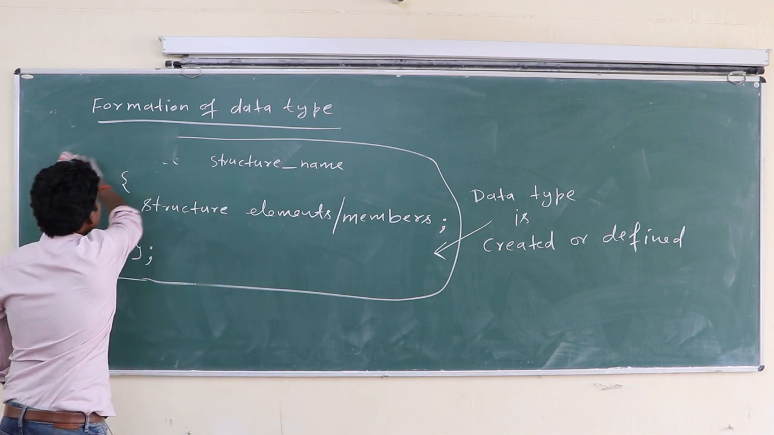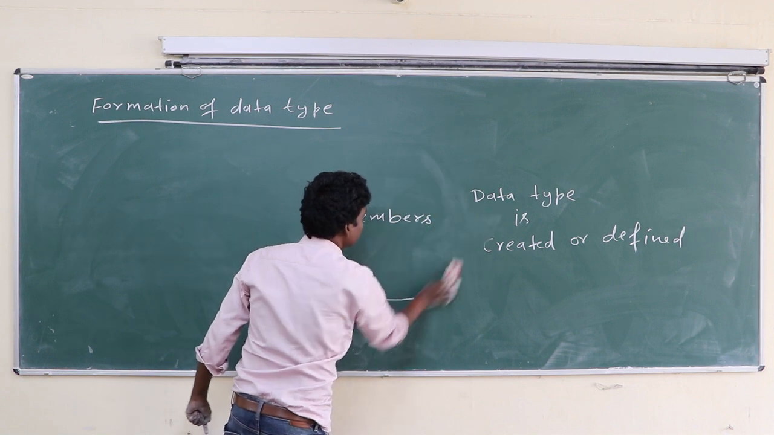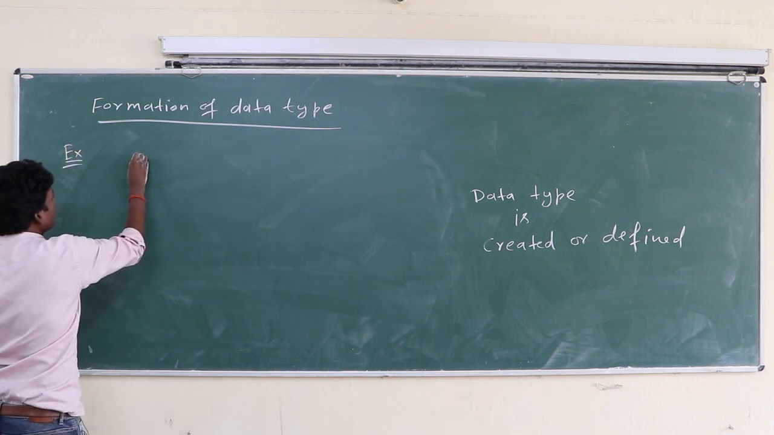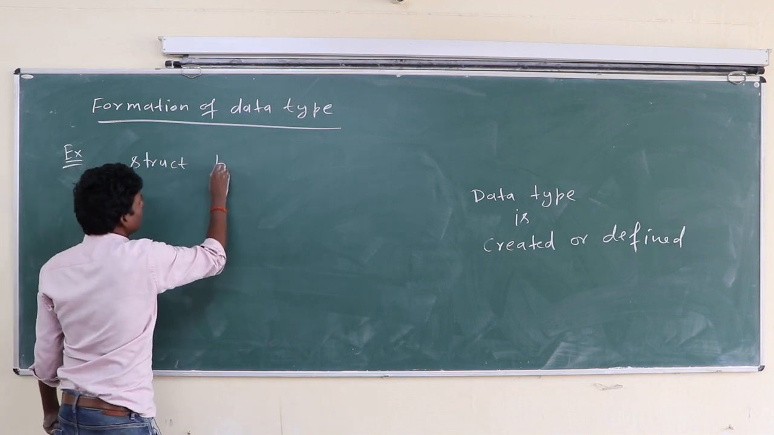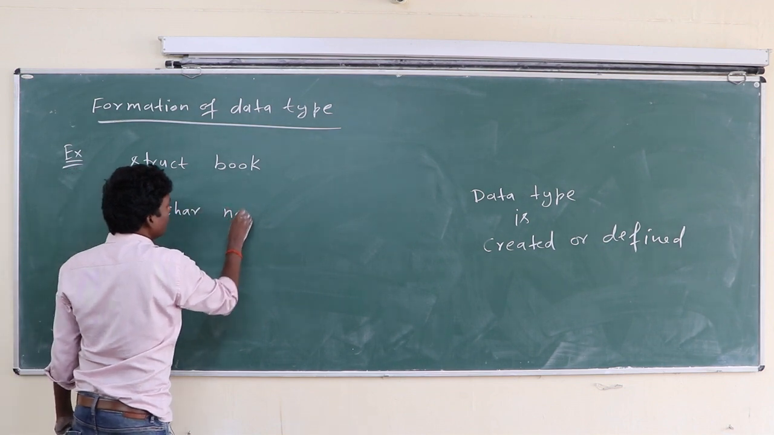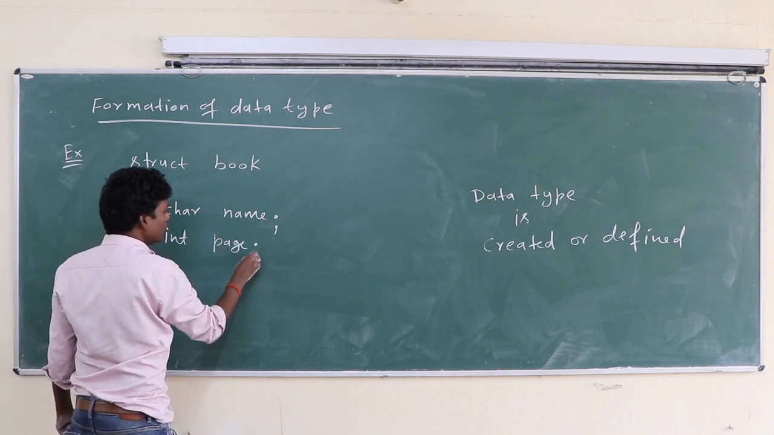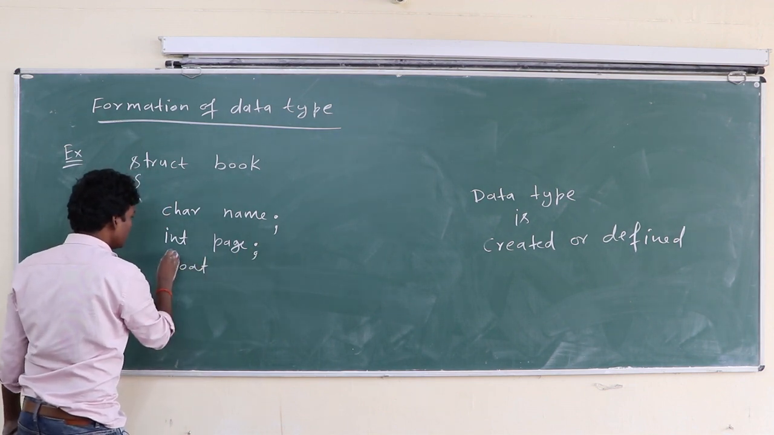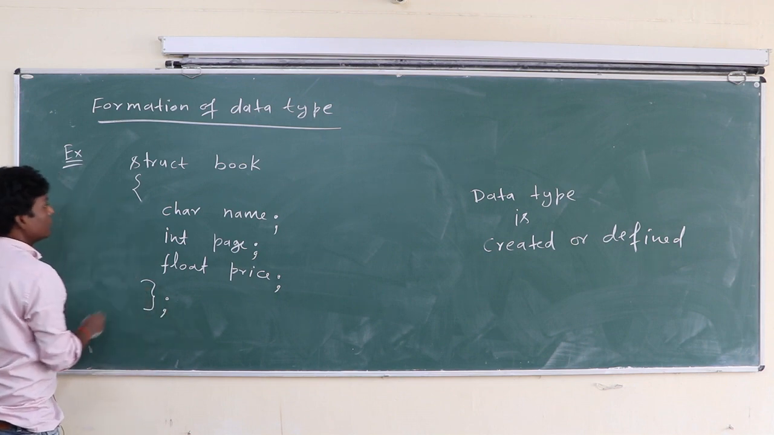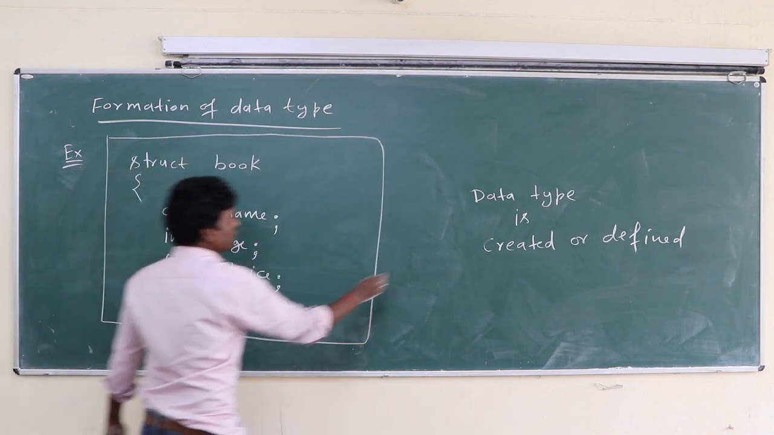Now, example: struct book. Here char name, int page, float price, and this is the close here, semicolon here. So class, this one is this.